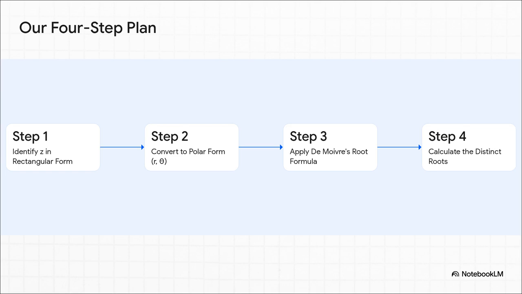First, we'll identify our starting number. Second, we'll convert it into what's called polar form. That's just that distance and angle language we were talking about. Third, we'll plug those numbers into our big formula. And finally, we'll crank the handle and calculate our 3 answers.